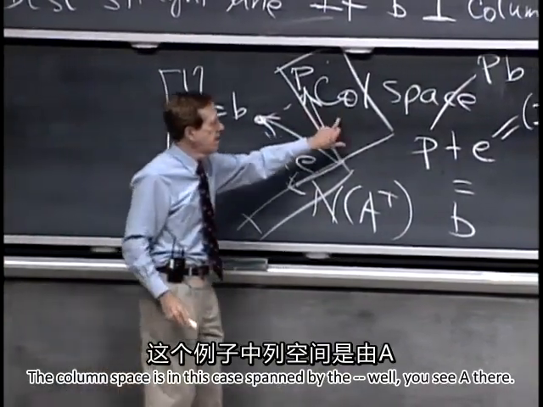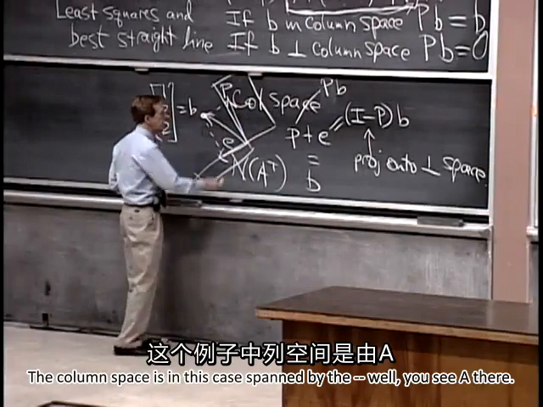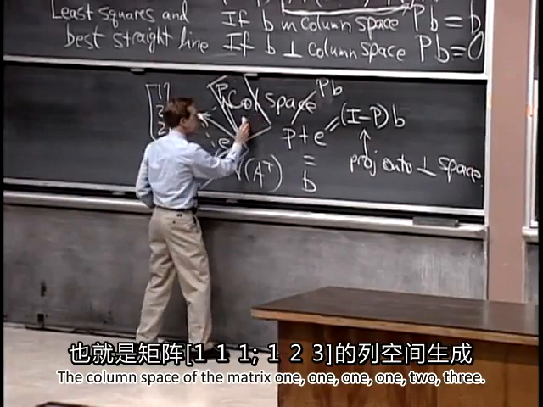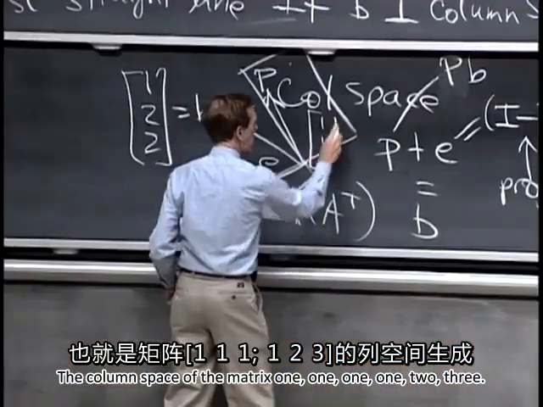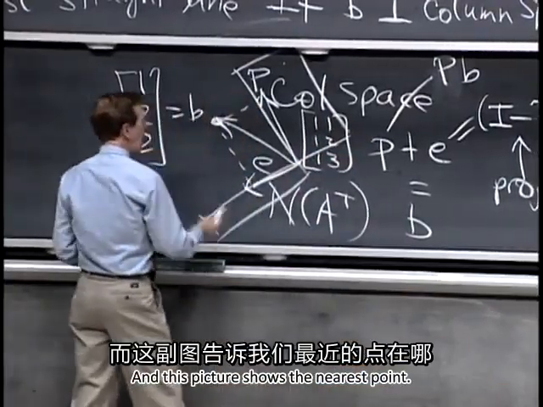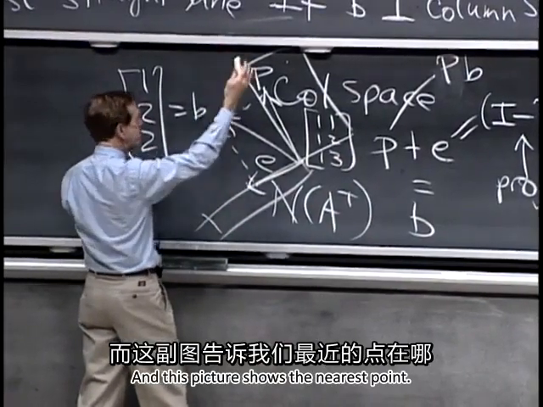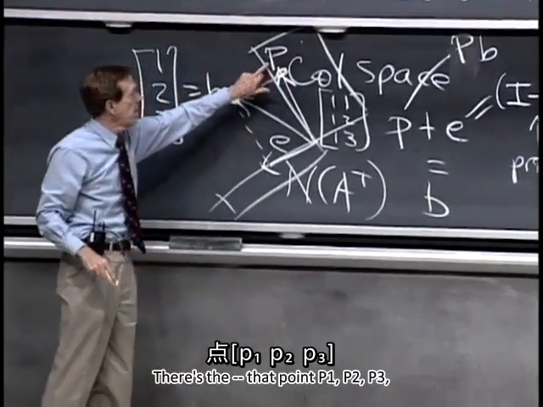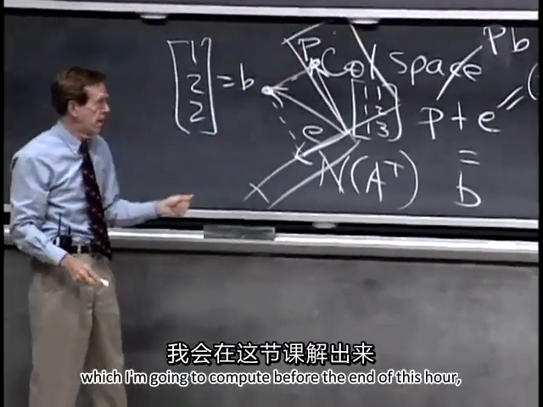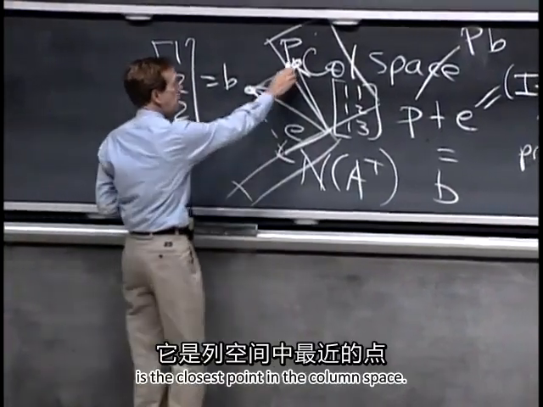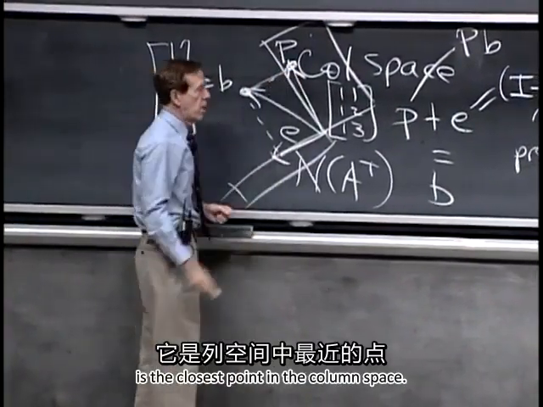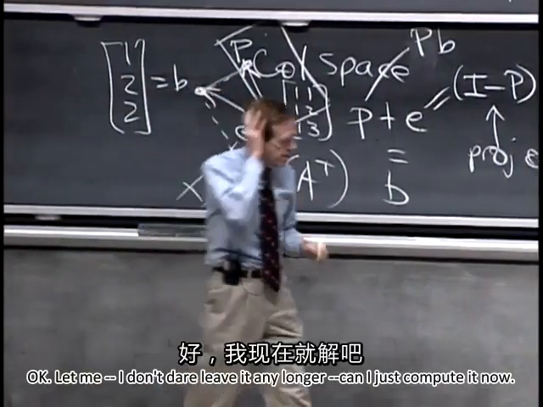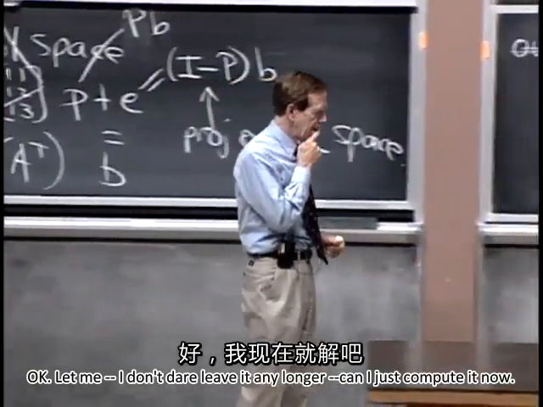The column space is, in this case, spanned by, well, you see A there, the column space of the matrix 1, 1, 1, 1, 2, 3. And this picture shows the nearest point. There's that point P1, P2, P3, which I'm going to compute before the end of this hour, is the closest point in the column space. Okay, I don't dare leave it any longer.